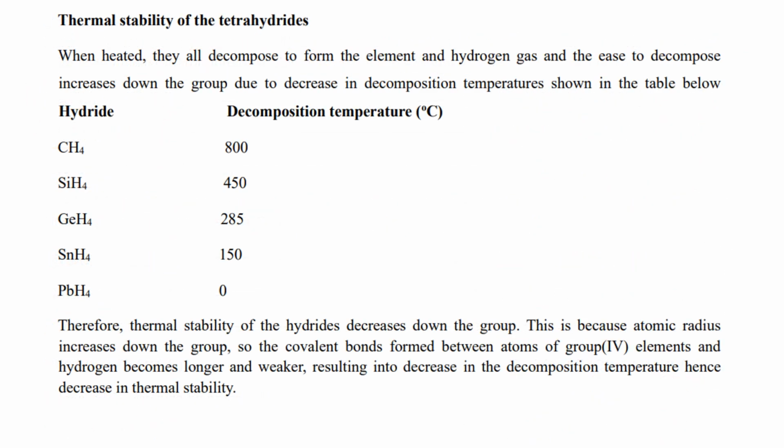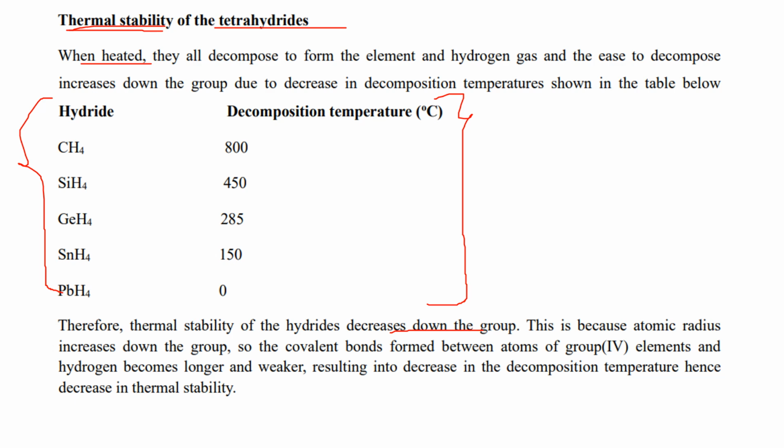Now looking at the thermostability of the tetrahydrides, just like I've just mentioned, when you're explaining any concept about thermostability, you talk about bond length. You focus on bond length specifically. So you're going to be saying that when heated, they all decompose to form the element and hydrogen gas, and the ease of decomposition increases down the group due to decrease in the decomposition temperature shown in the table below. So these are going to be their decomposition temperatures or their thermostabilities at varying temperatures. And you're going to be saying that thermostability of these hydrides is going to be decreasing down the group.